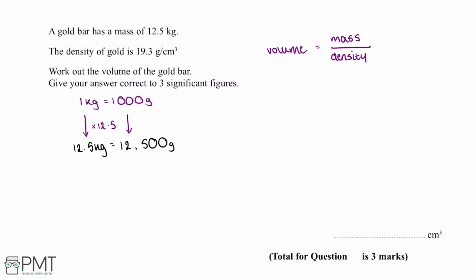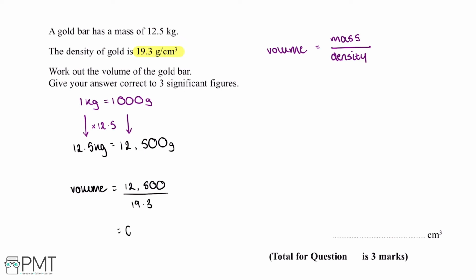So now we're going to want to substitute the mass of the gold bar and the density of the gold into this equation. So our mass in grams is 12,500 and our density is 19.3.